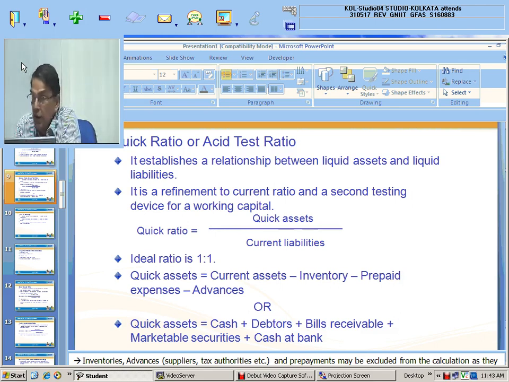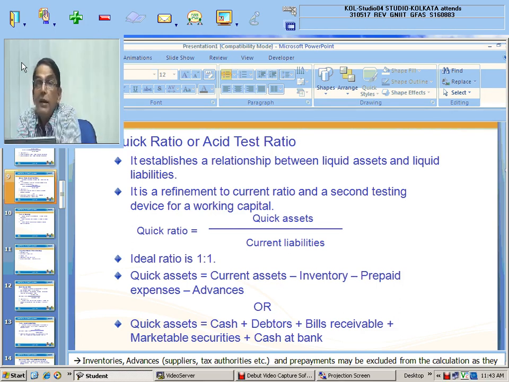Inventories or advances to suppliers or tax authorities and prepayments may be excluded from the calculation as they do not result in inflows of cash resources in the future that may be used to settle liabilities. Inventories have to be converted into finished goods and then sold, and only then will cash be available. So inventories, advances to suppliers or tax authorities, prepayments of expenses, although they are current assets, should be excluded from the calculation as they do not result in inflow of cash resources in the future, which may be used to settle liabilities.